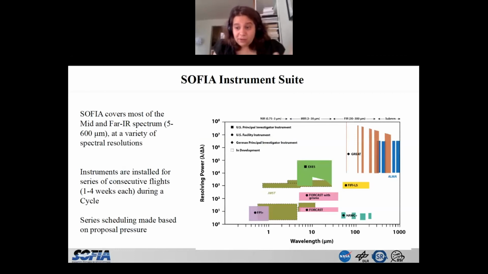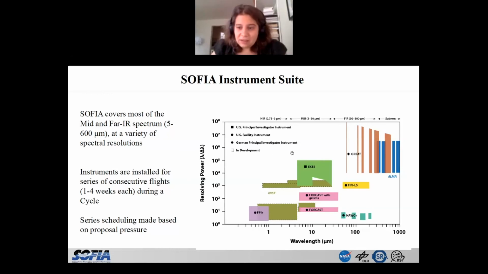So this is a plot that I will show several times in the talks. That's the instrument suite. We have 6 science instruments at the moment: FPI Plus, Axis, Forecast, FIFI-LS, Hawk Plus, and Great. And here you see them compared to Webb and ALMA bands. So really, SOFIA covers most of this mid and far infrared spectrum at a variety of spectral resolutions. You have imaging instruments like Forecast and Hawk, and very high spectral resolution from Axis and Great.